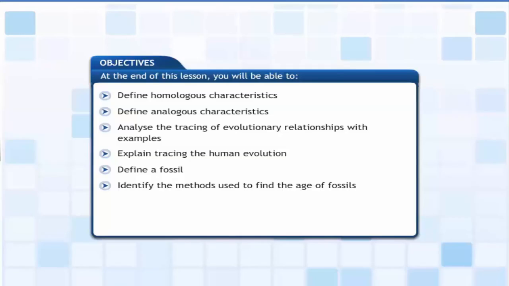At the end of this lesson, you will be able to define homologous characteristics, define analogous characteristics, analyze the tracing of evolutionary relationships with examples, explain tracing the human evolution, define a fossil, and identify the methods used to find the age of fossils.